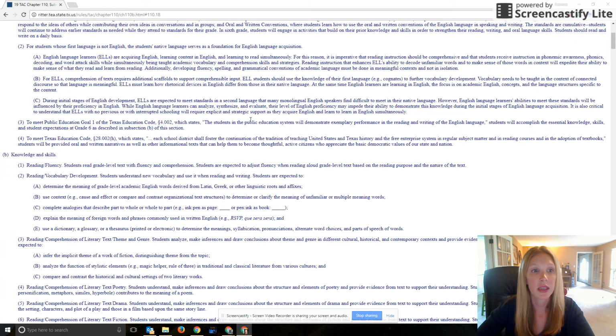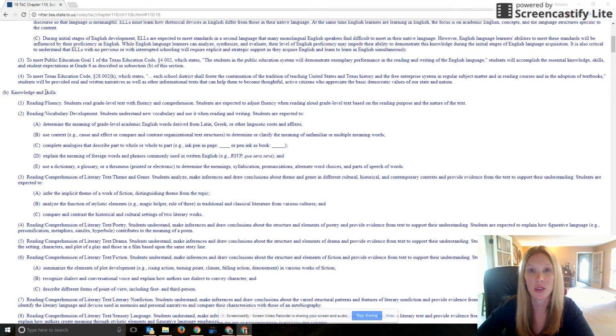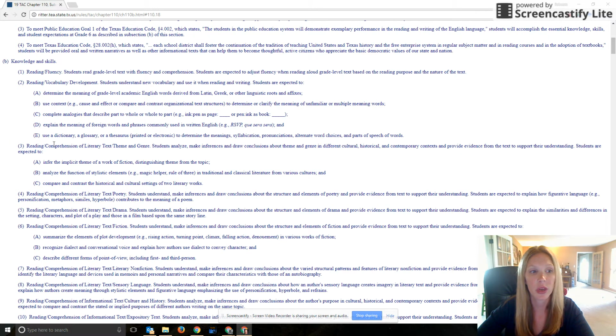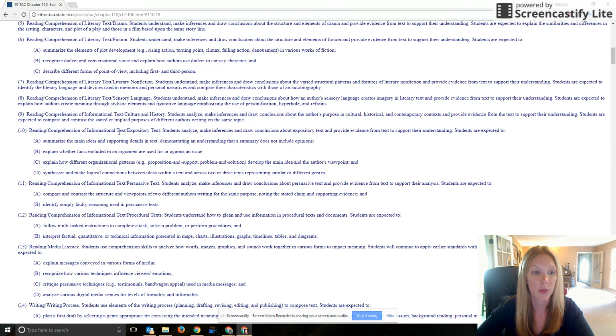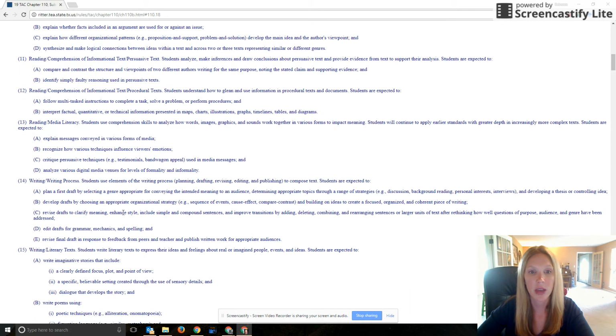The TEKs actually start here at letter B. All these up here, you need to disregard. What you're going to be looking for is anything that starts after B, knowledge and skills. You'll notice here that they're broken up by topic: reading fluency, comprehension, literary text, informational text, writing process. The TEKs will be broken up like that no matter what subject you choose. It gives you this broad topical overview.